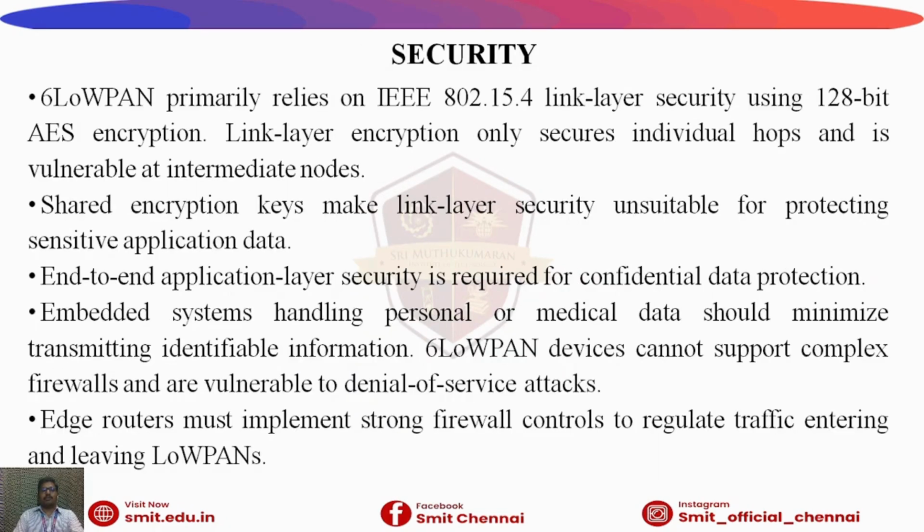Next, security issues. 6LoWPAN primarily relies on IEEE 802.15.4 link layer security using AES encryption. However, this provides only hop-by-hop security and is vulnerable at intermediate nodes. Sensitive data requires end-to-end application layer security. Embedded devices have limited resources and cannot support complex firewalls. Edge routers must provide strong traffic filtering and protection. So with this, we have seen the design issues in application layer protocols.